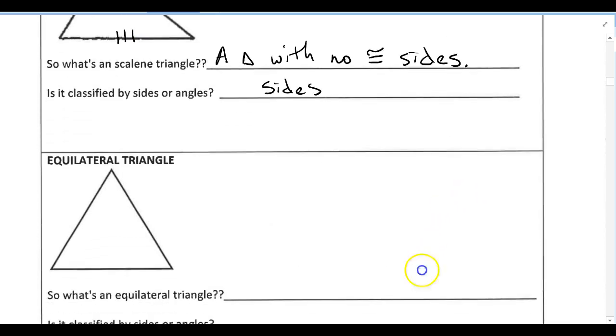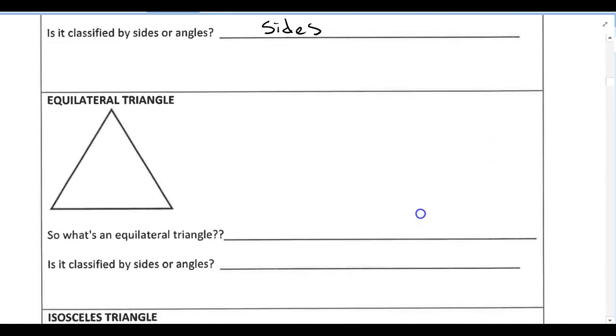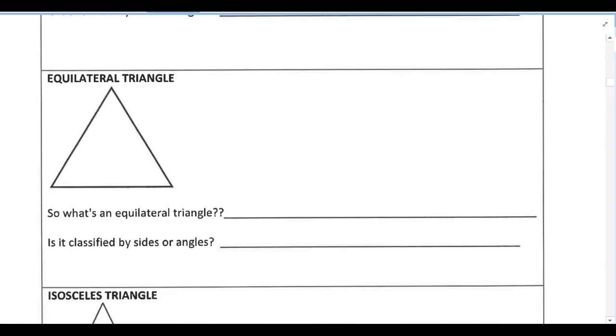Alright, moving on, we have an equilateral triangle. So equilateral, the name says equal, lateral means sides, equal sides, so we've got all three sides congruent here. I'm going to show that with tick marks. So this is a triangle with all sides congruent, and again we're classifying this by sides.